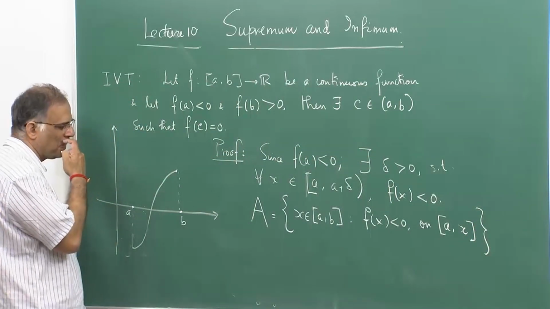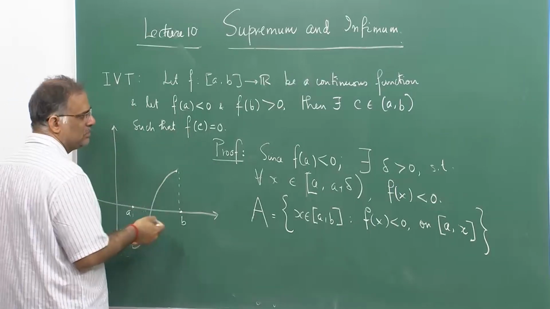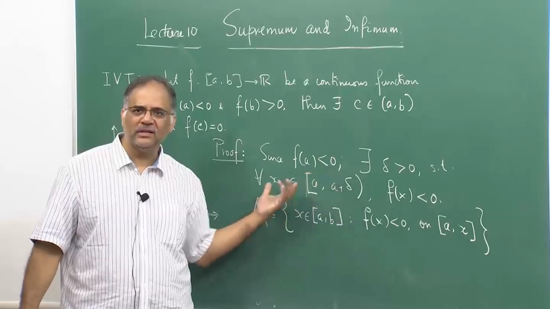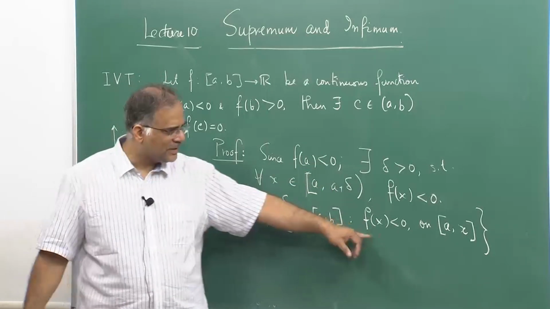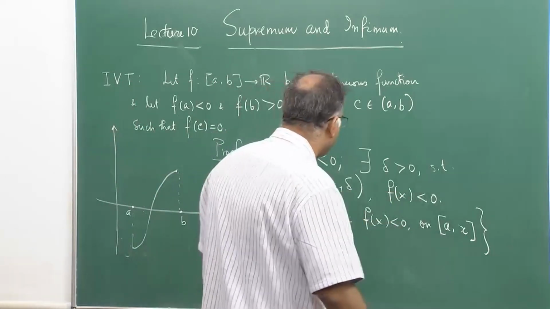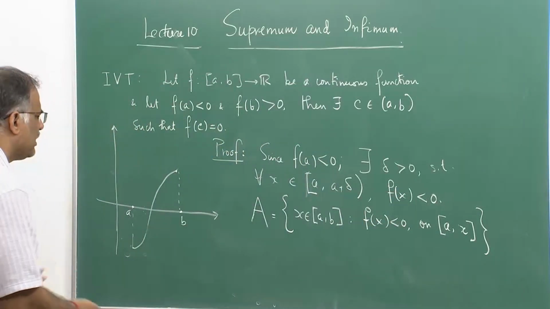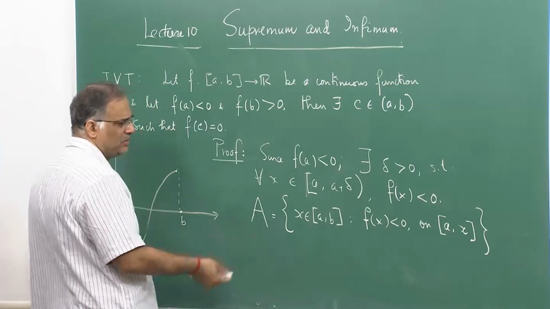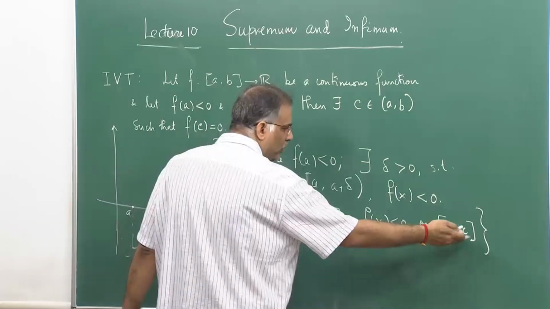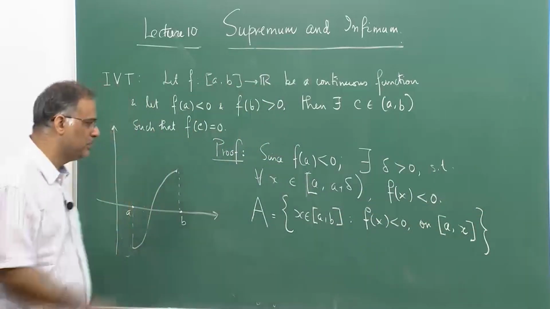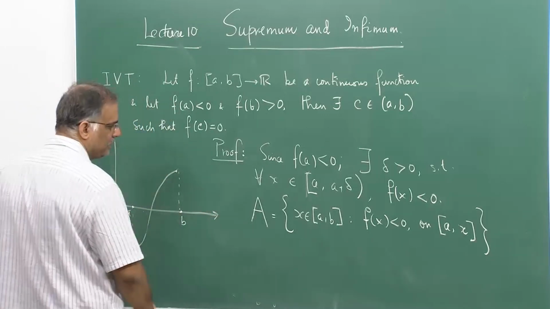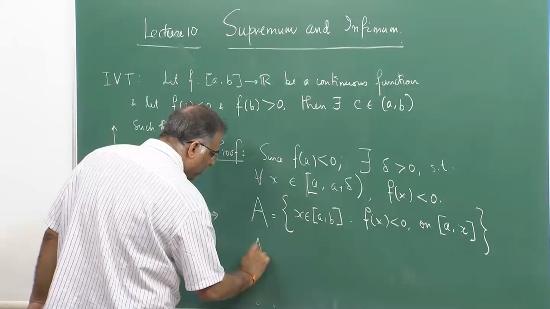So, if I take any delta, if I take any number x which is smaller than a plus delta, then over [a, x] it is still negative. So find all those x's such that f of x is negative on this set. So this is one set that we have constructed. Now obviously A is non-empty, because f of a is negative, and [a, a] is obviously one interval, a singleton point. The singleton point is also an interval, a degenerate interval, but still an interval. So A is not equal to phi.